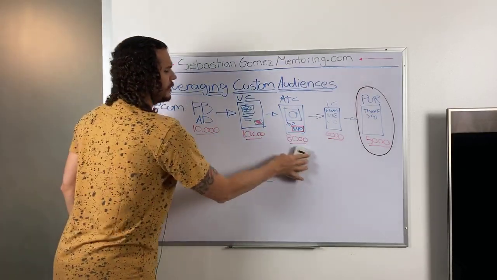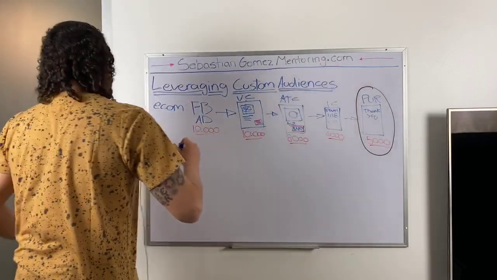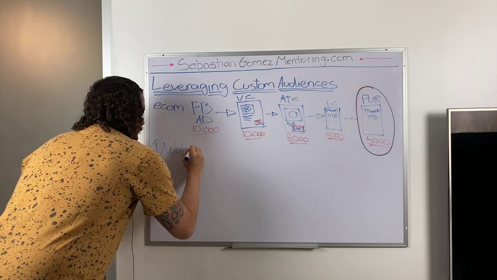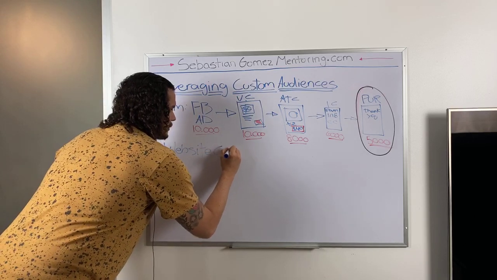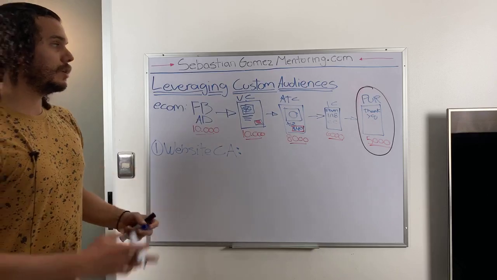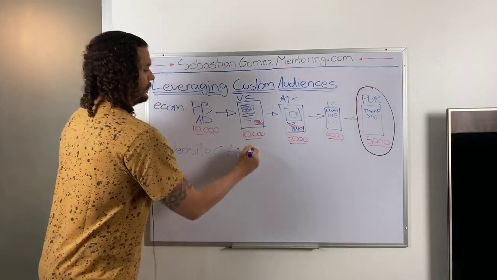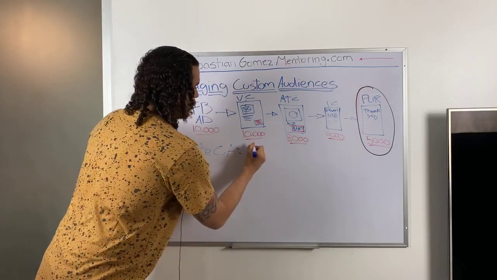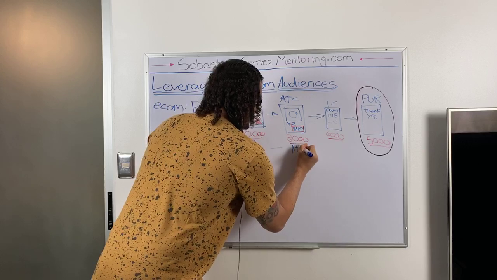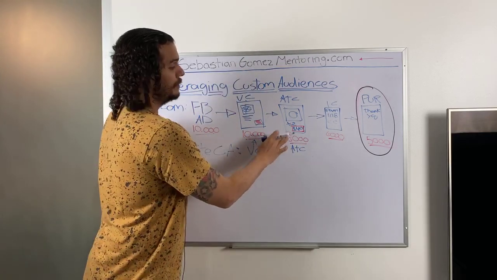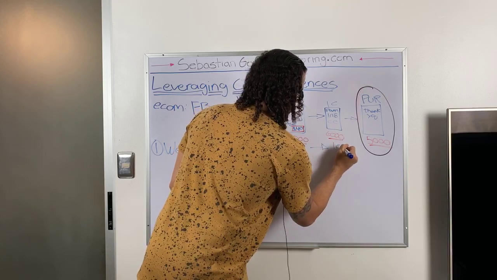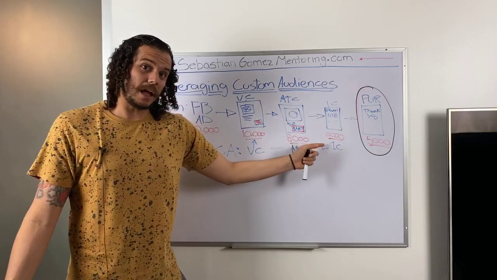Okay, so let me start with the first one, number one, which is the website. I'm just going to use CA so you can understand the lingo. CA means custom audience. Within the website custom audience, you're going to be able to create audiences from view content. In this specific case, you'll be creating an audience of 10,000 people who landed and viewed your content. You can also create add to cart, and in this example, 8,000 add to cart audience, and an initiate checkout audience, which represents 6,000 people.